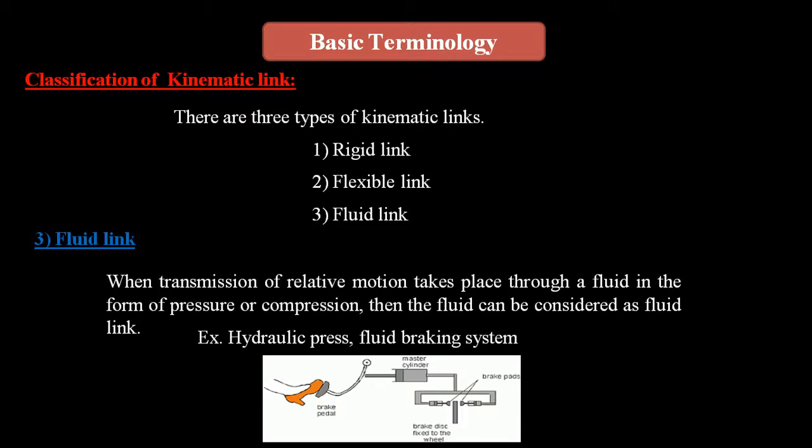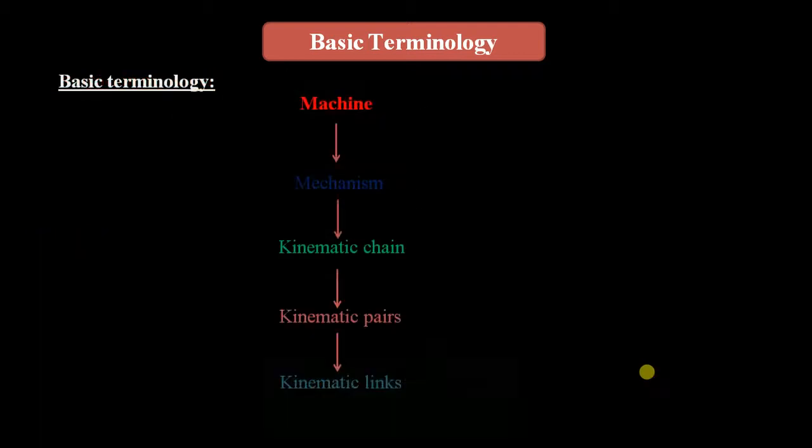So that is the example we can consider for fluid link. Okay, so that is about kinematic link. And next we go for the next basic element, which is here kinematic pair. So let us go through the kinematic pair and its classification again.